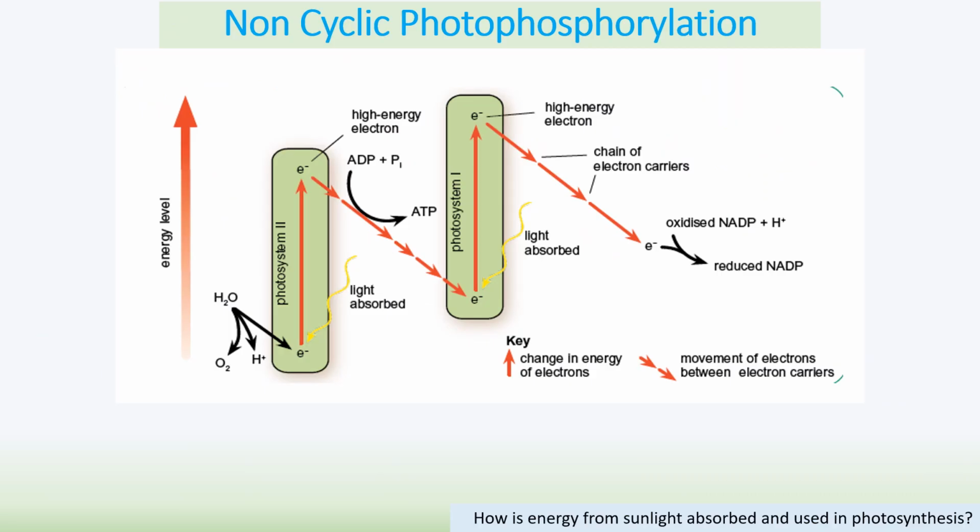And that's another method I've just shown you. So the water is split up, the electrons go into photosystem 2, electrons get excited because of sunlight, and pass through the electron carriers. Electrons in photosystem 1 get excited due to sunlight, pass through electron carriers, reducing the NADP and adding hydrogen to it to make reduced NADP.